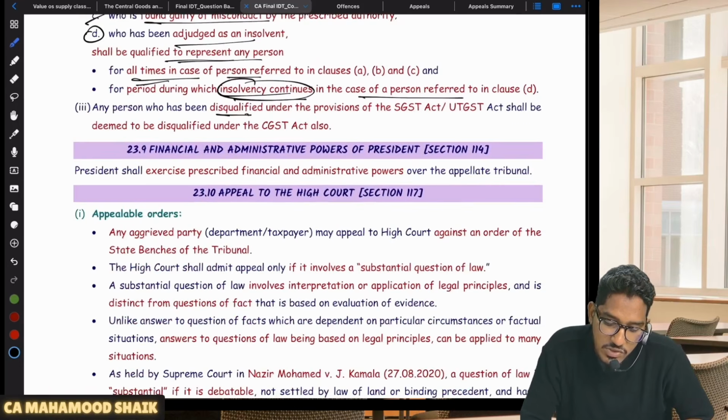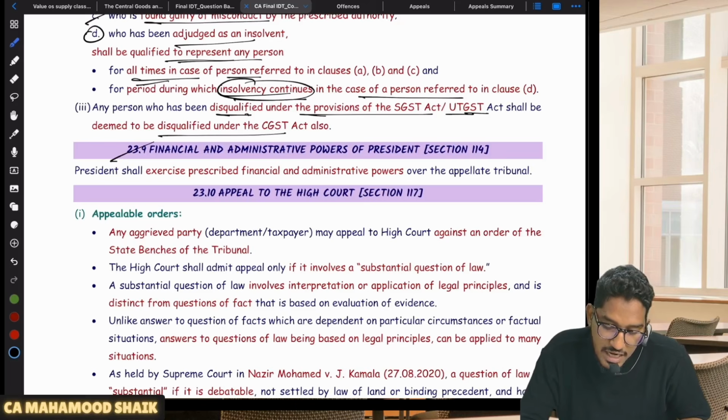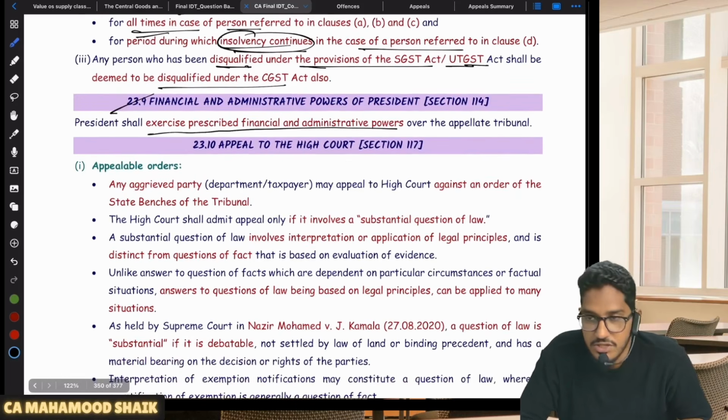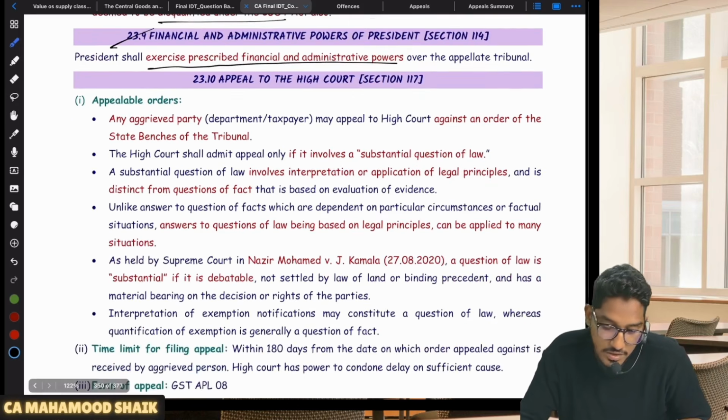Any person who has been disqualified under the provisions of SGST Act or UTGST Act shall also be disqualified under CGST Act. If you are disqualified under SGST Act or UTGST Act from acting as an authorized representative, you will be automatically disqualified under CGST Act also. Next, financial and administrative powers of President. President shall exercise prescribed financial and administrative powers. What are those powers? No need to mention. Not that president. Which president? President of the principal bench. He will have some financial and administrative powers.